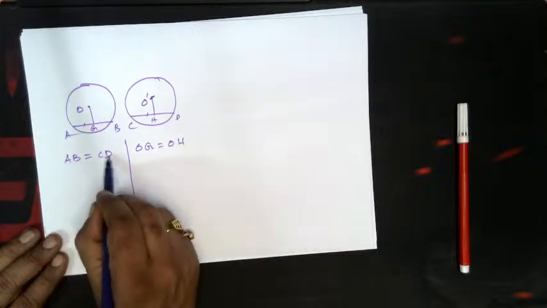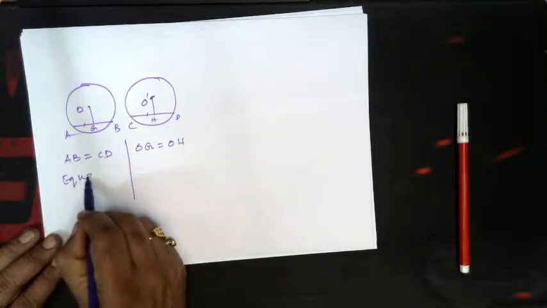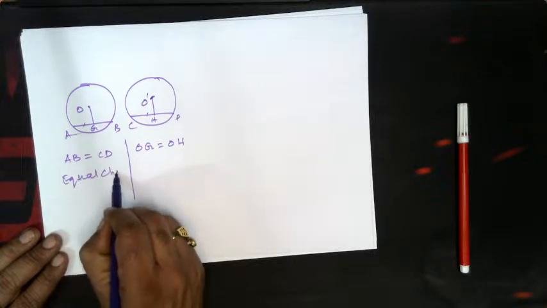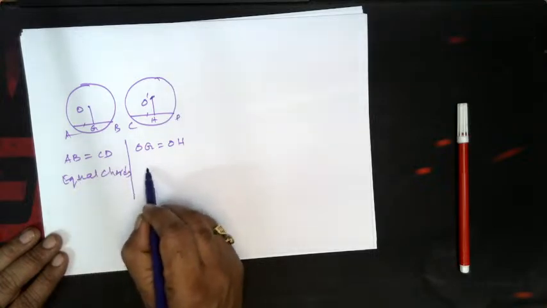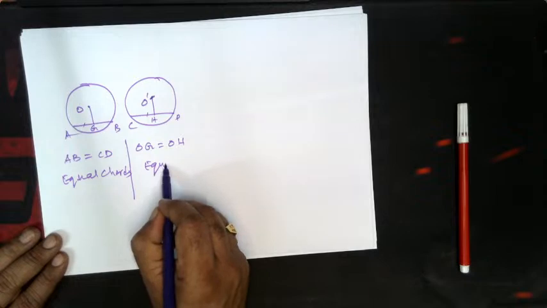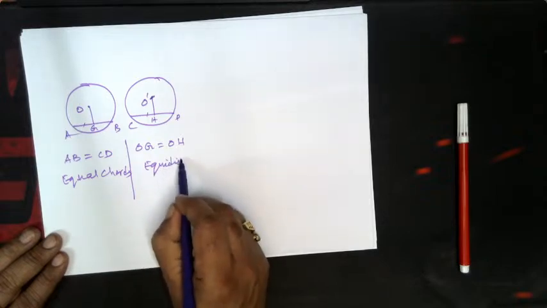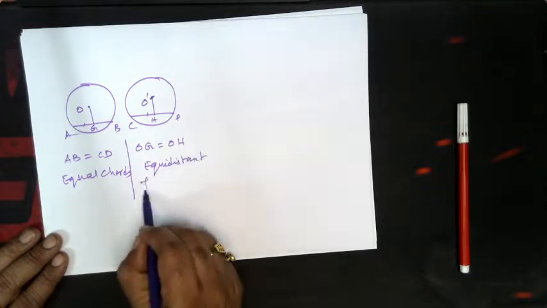Are you able to follow? What about this? These are equal chords. Equal chords means equal distance, so equidistant. Equidistant from where? From the corresponding center. Do you understand?